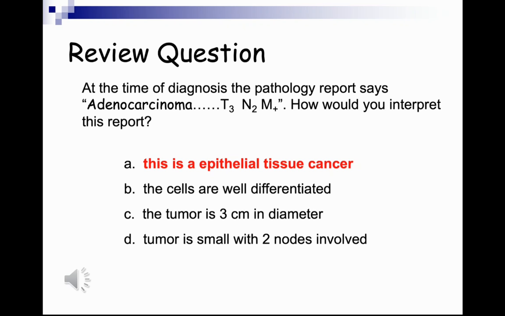And as we said before, N2 does not mean 2 nodes, it means 2 groups of nodes. And it would be highly unlikely with a T3N2 M positive stage 4 that the cells would be well differentiated grade 1. It would be much more likely they would be poorly differentiated grade 4.